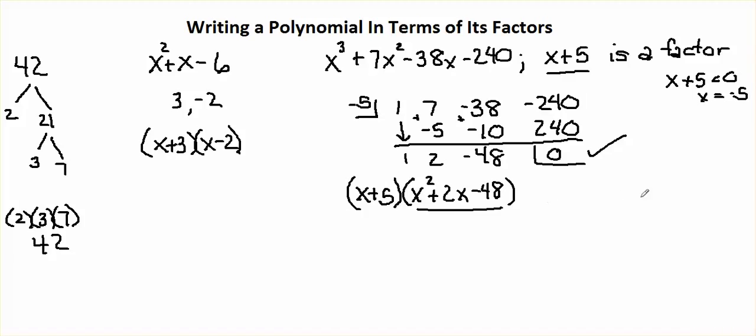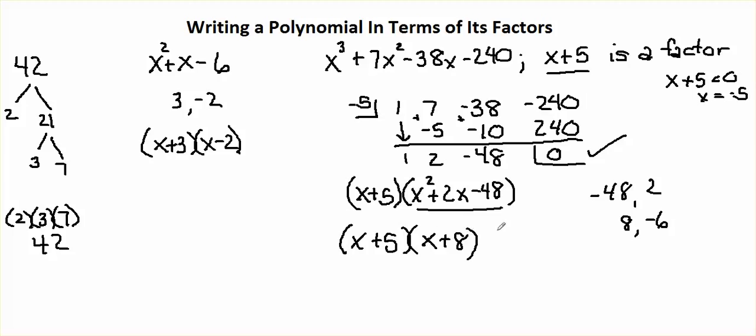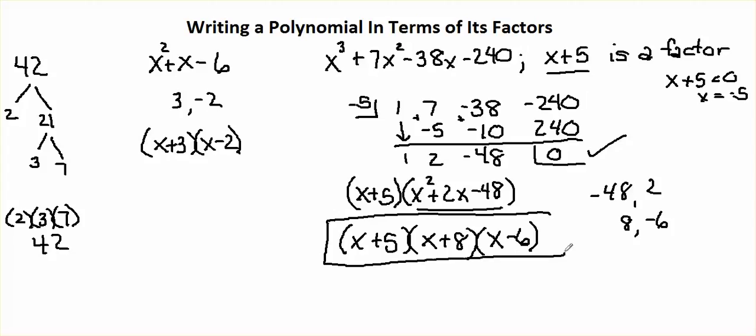Are there factors of -48 that add up to a positive 2? How about a positive 8 and a -6? That multiplies to -48 and that adds to 2. So we can actually factor our quotient polynomial into 2 factors. We can factor it into an x plus 8 and an x minus 6. Okay, these are all the factors of our polynomial, and we determined them by using synthetic division.